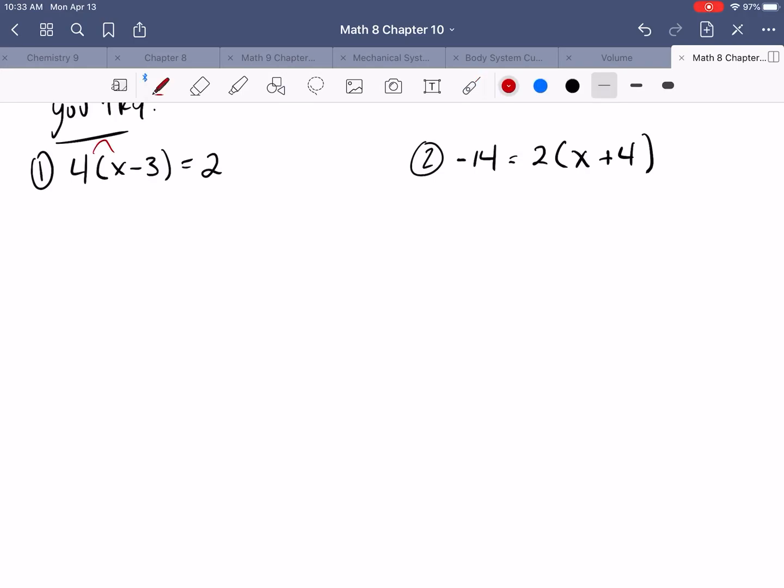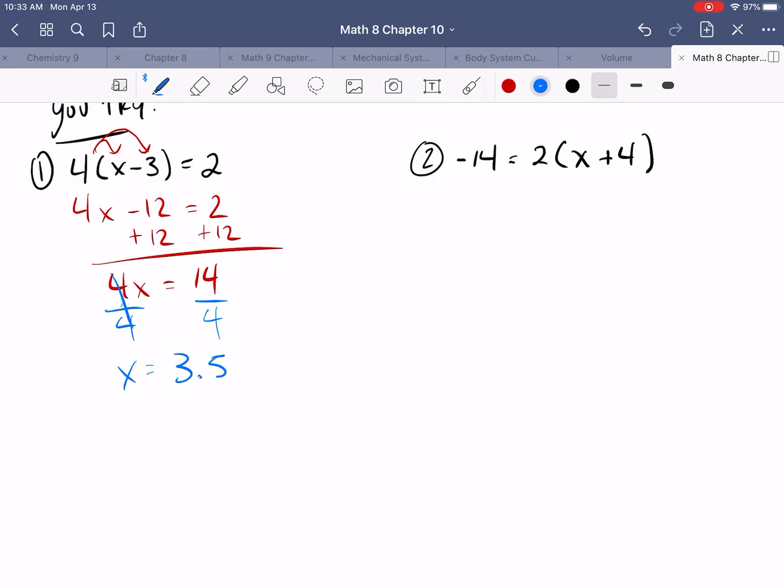Okay, so I'm going to solve these now. First one I'll walk through slowly. 4x minus 12 equals 2. And then I'm going to add 12 here, add 12 here. 4x equals 14. I'm going to divide by 4 here to cancel, divide by 4 here. And if we do a decimal, 14 divided by 4 is 3.5. Or we could use the fraction of 14 over 4, and if we divide it by 2, we would get 7 over 2 as lowest terms. So either one of those answers is correct.